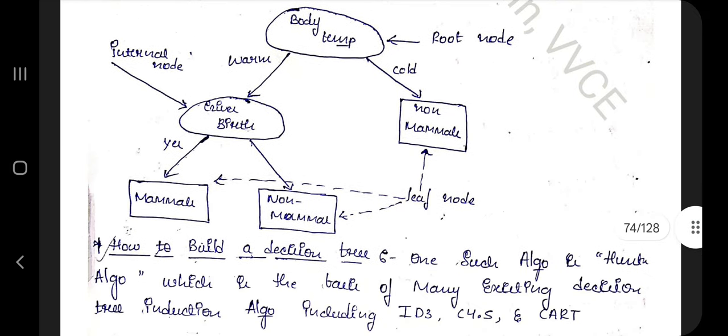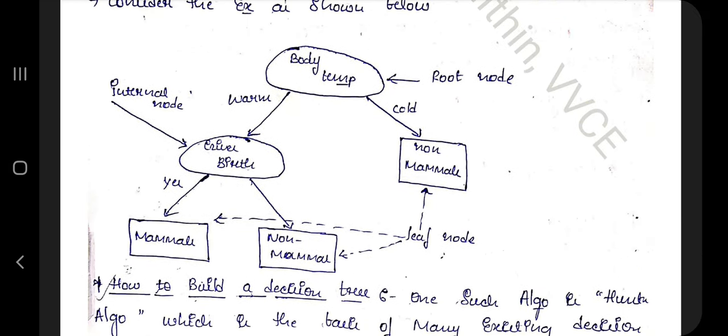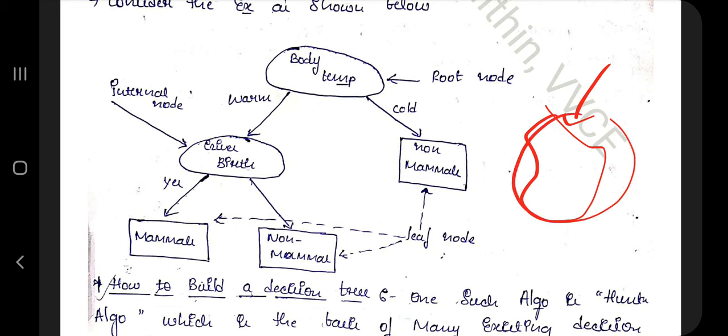And here's an example for mammal. If you want to find out whether an animal is a mammal or not, how do we find out? First we will see if the body temperature is warm or not. We'll go and touch the animal and see if your hand feels warm. If it is warm, it's most likely a mammal. If it's cold, most likely it's not a mammal.